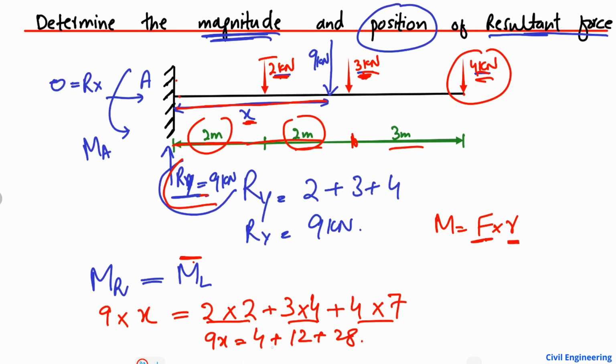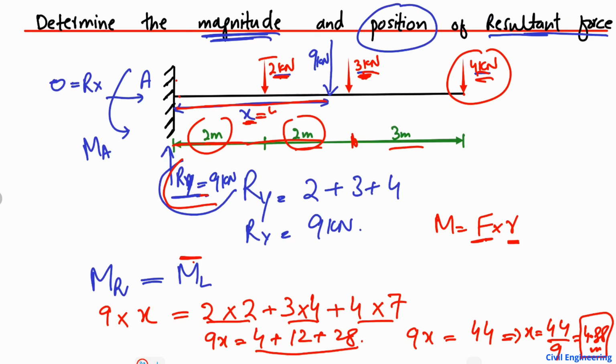So now if we simplify this, if we add these values, 9x will be equal to 44. And now we can simply find out the x. How? We just divide 44 by 9, so we get 4.88 meter. So 4.88 meter is the x value here. It means that at a distance of 4.88 meter, our resultant force will act on the beam.